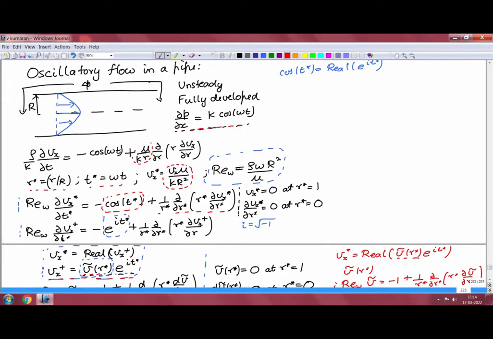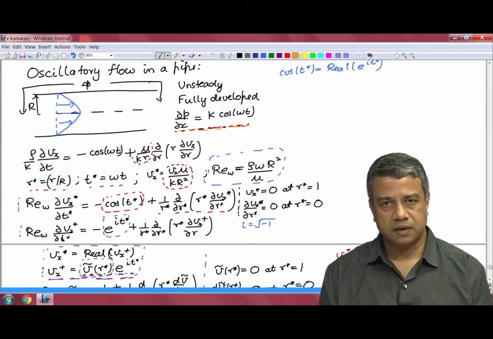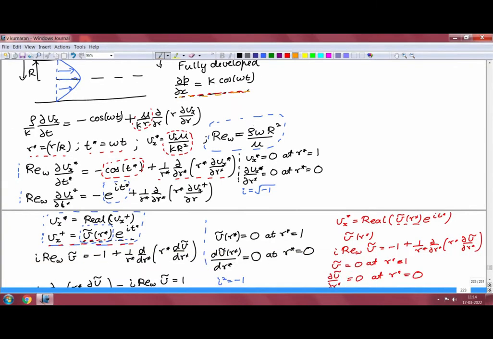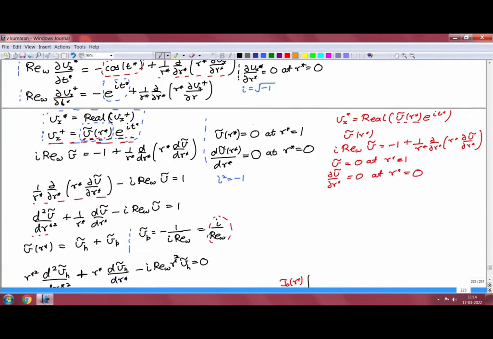In the last few lectures we have been solving the oscillatory flow in a pipe, an unsteady fully developed flow in which the pressure has a sinusoidal dependence on time. The way we solved that was to write cos omega t as the real part of e power i t star, where t star is the scaled time, t star is equal to omega times t.